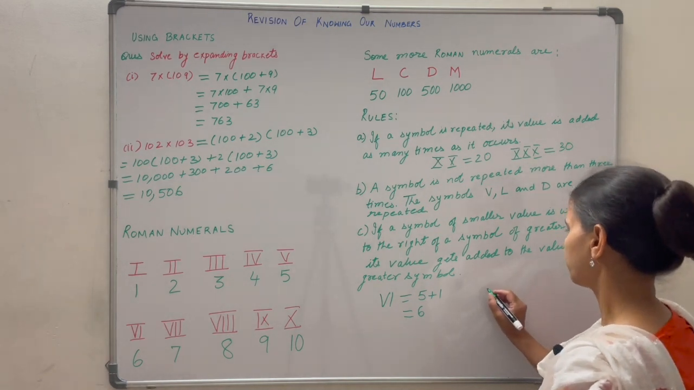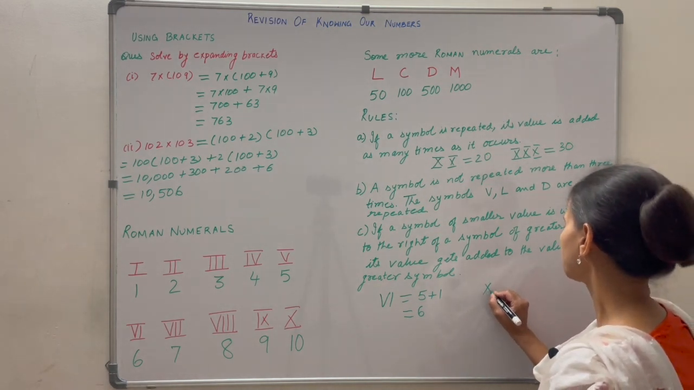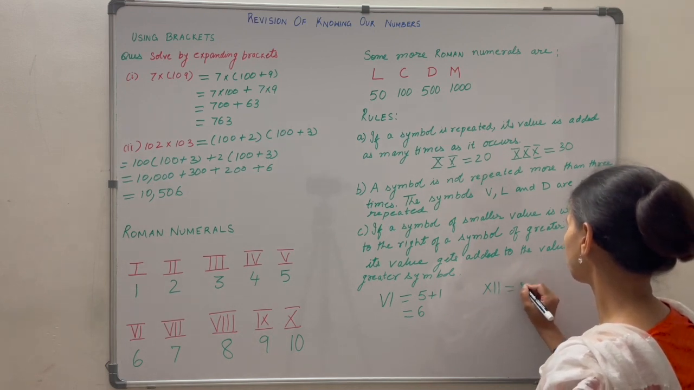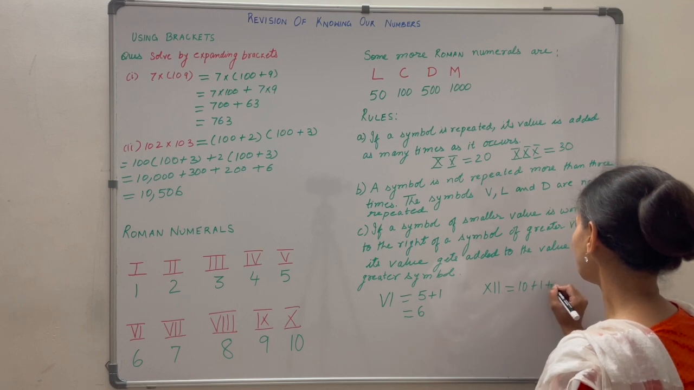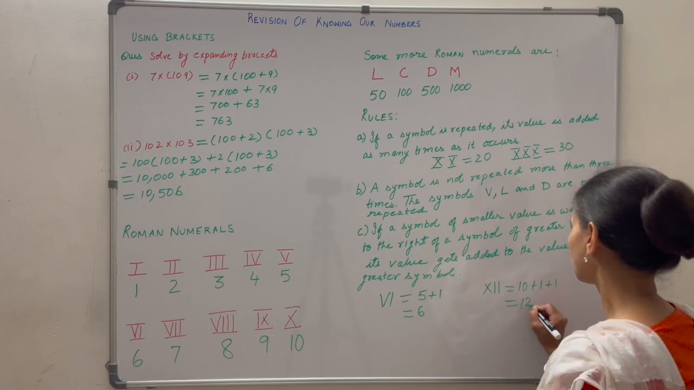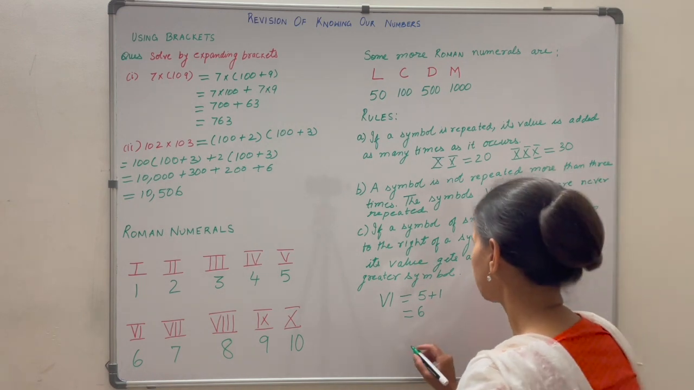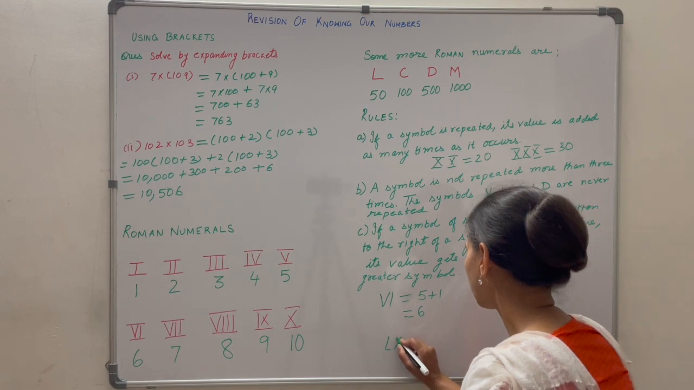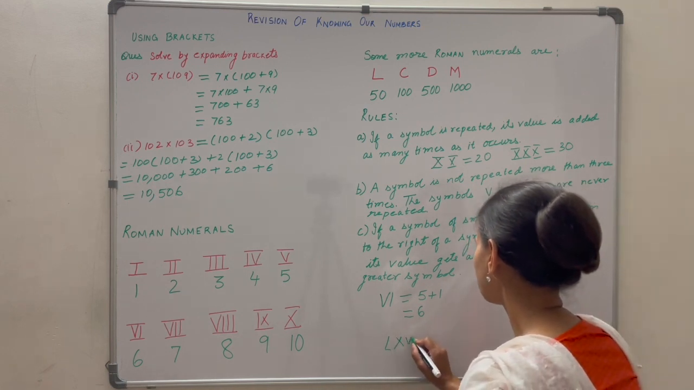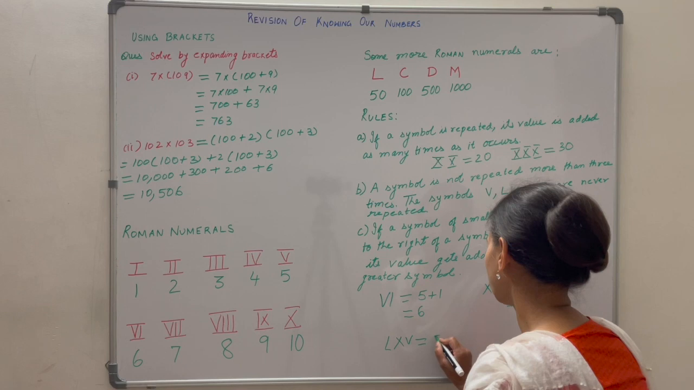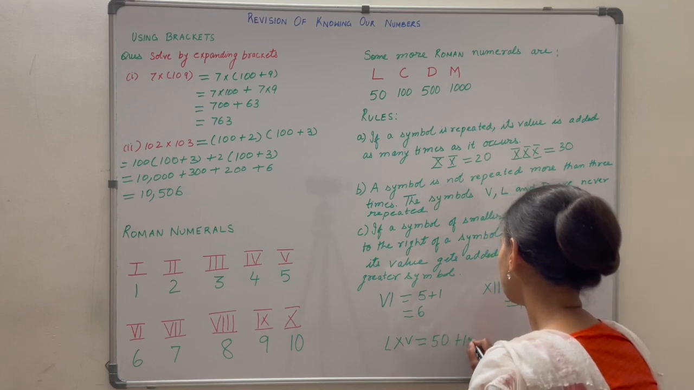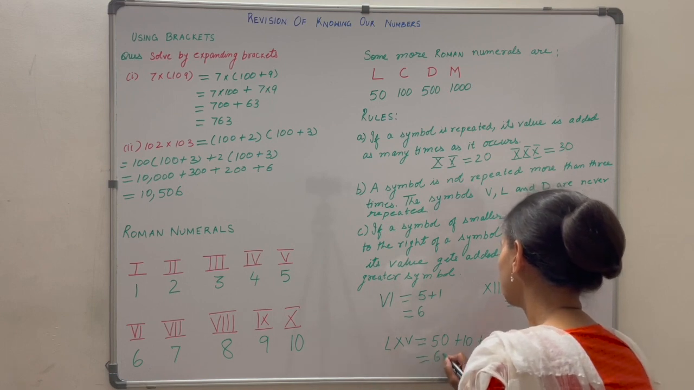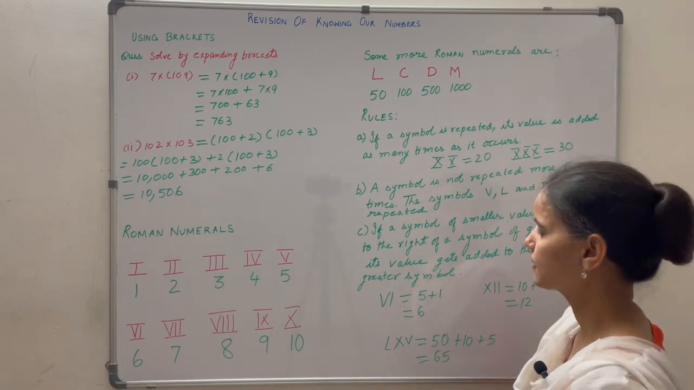Now 12. If I have to write down 12, this is 10 plus 1 plus 1. This is the value of smaller symbol. So this is 10 plus 1 plus 1. So this is 12. Let us say 65. This L is 50. This is for 10. So 60. And this is for 5. So the value gets added up. 50 plus 10. And this is for 5. So this is the Roman numeral for 65.